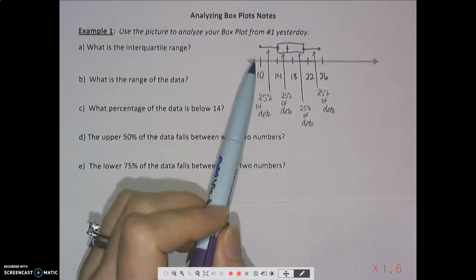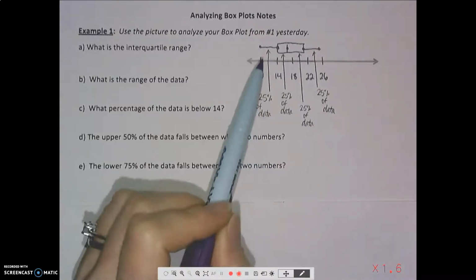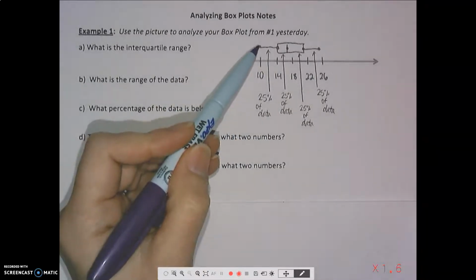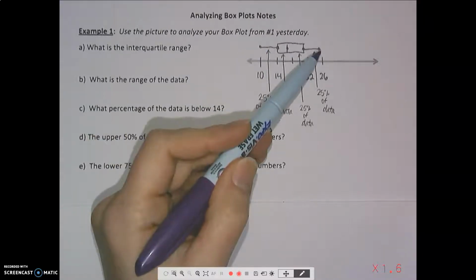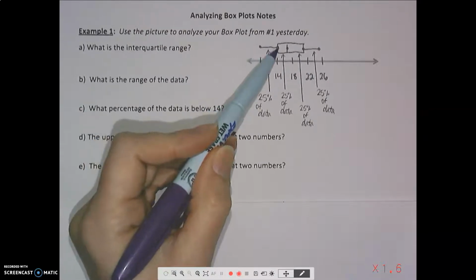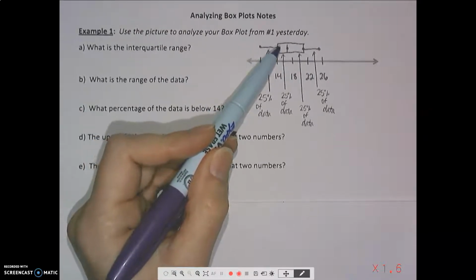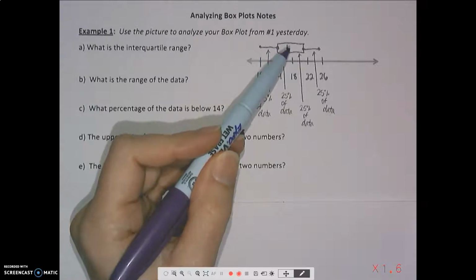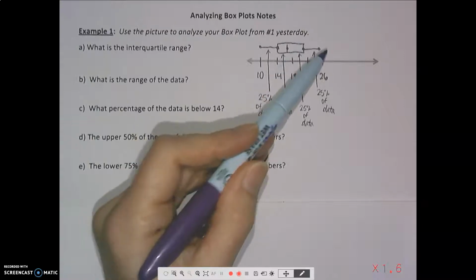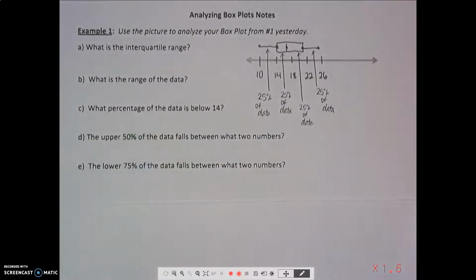And so what we need to talk about first with this though is that each of these pieces is 25% of the data. So from the minimum all the way up to the maximum would be 100% of the data. That means that from the minimum to the lower quartile is 25%, from the lower quartile to the median is 25%, from the median to the upper quartile is 25%, and from the upper quartile to the maximum is 25%. It doesn't matter that these don't look like they are equal, okay, because they're not, but each of them has 25% of the data in it, okay?